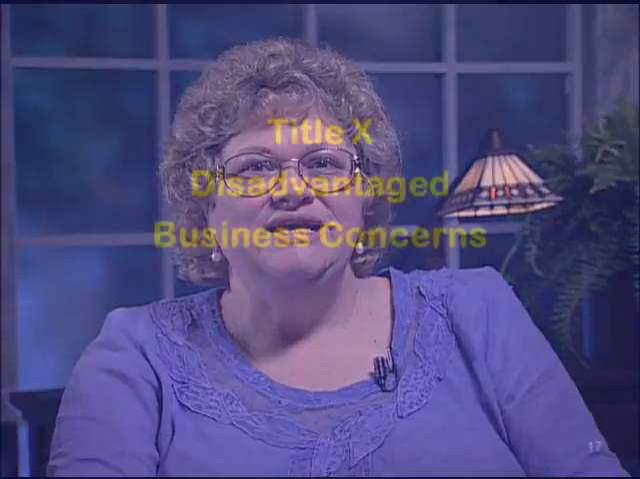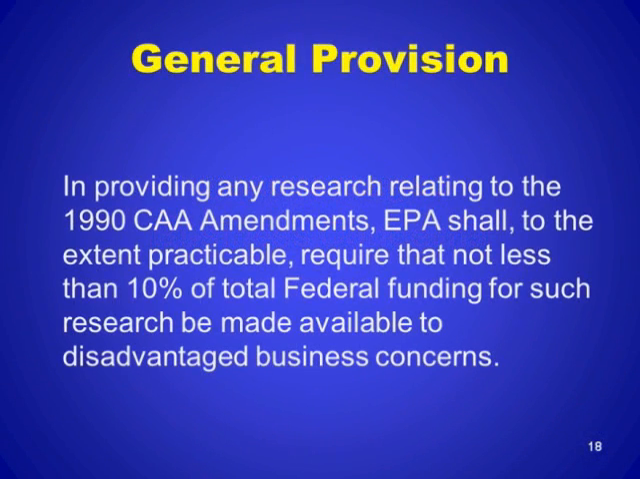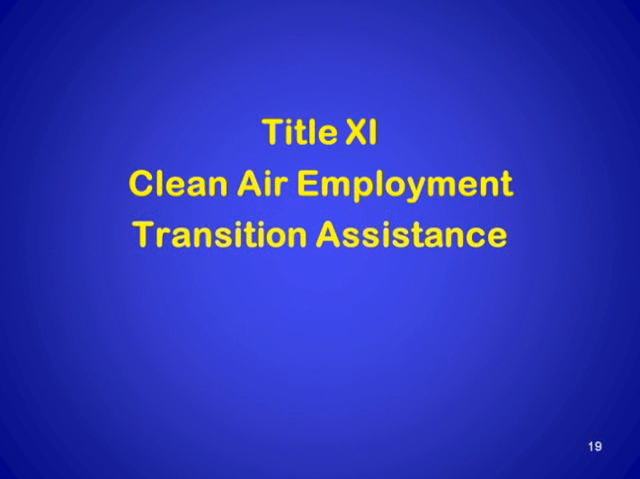Title 10 of the Clean Air Act Amendments of 1990 is for disadvantaged business concerns. It's a general provision. In providing any research relating to the 1990 Clean Air Act Amendments, EPA shall, to the extent practicable, require that not less than 10% of total federal funding for such research be made available to disadvantaged business concerns. Title 11, Clean Air Employment Transition Assistance.